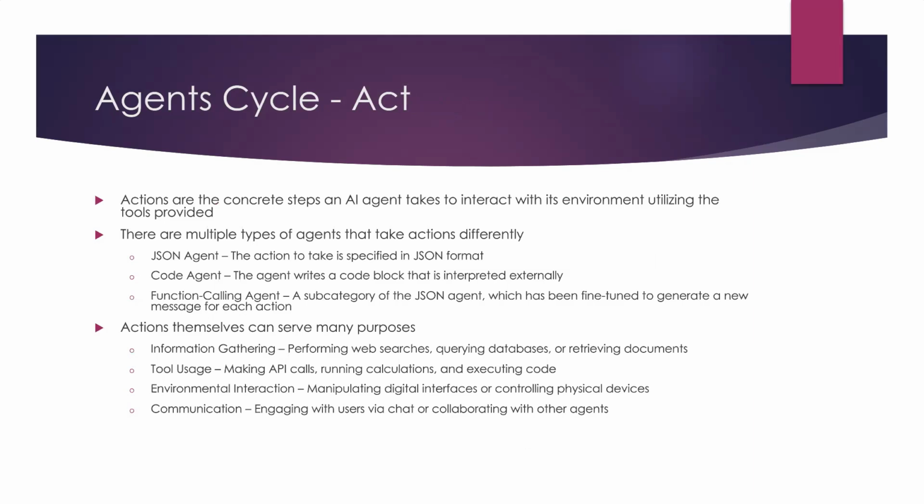JSON agent, where the action to take is specified in JSON format. Code agent, where the agent writes a code block that is interpreted externally. And then the function calling agent, a subcategory of the JSON agent, which has been fine tuned to generate a new message for each action.